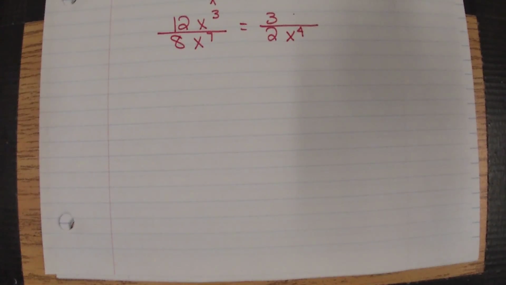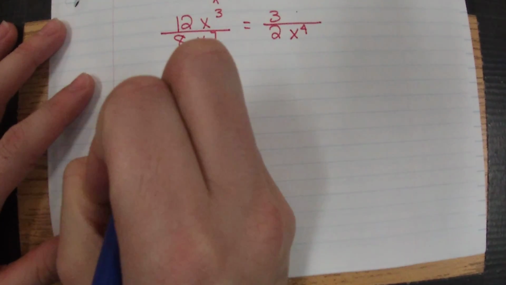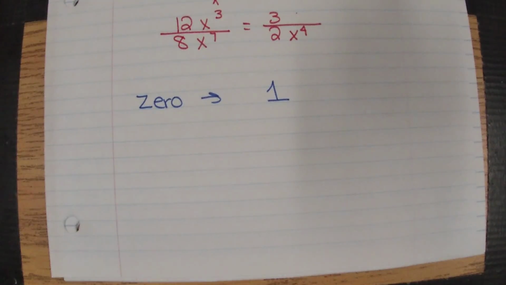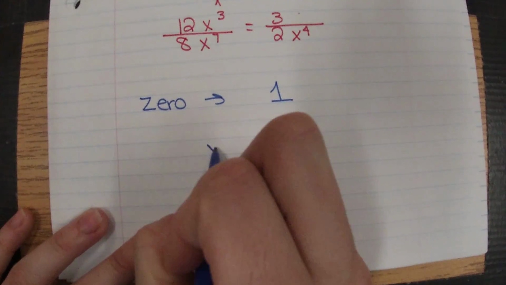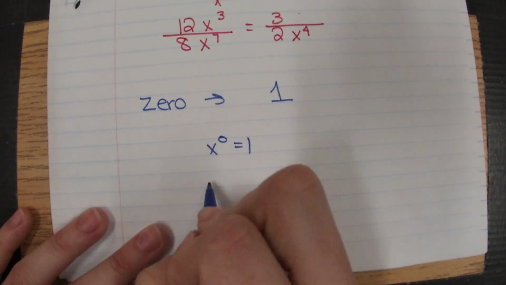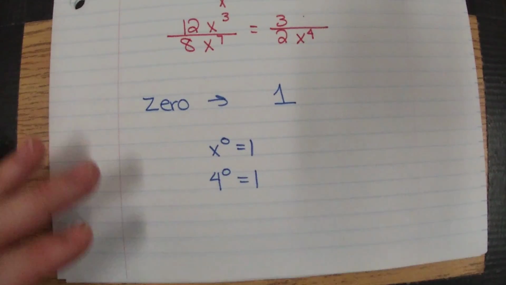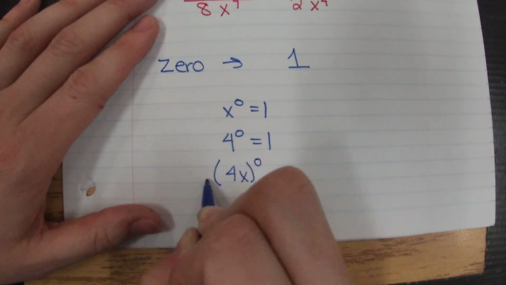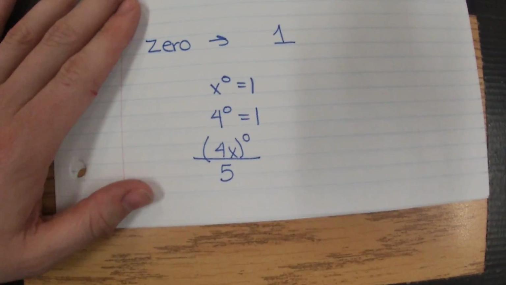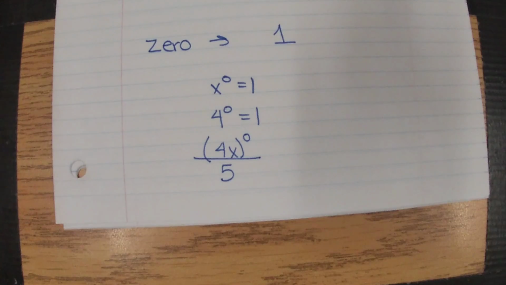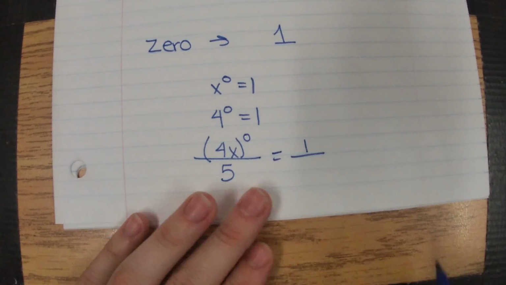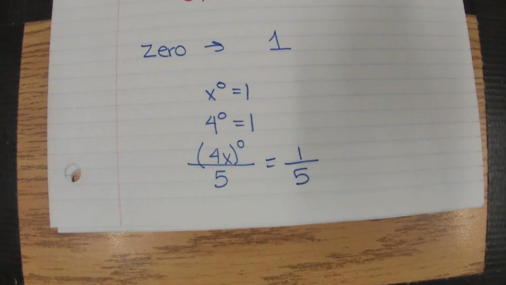Our last property tells us that if we have a 0 exponent, it just says that anything to the 0 power is 1. So x to the 0 power is 1, 4 to the 0 power is 1. Now if we have something a little bit more complicated, okay, we're making sure that the only thing that equals 1 is what's receiving the exponent. So here the 4x is getting the exponent of 0, so that becomes 1. That 5 stays put.